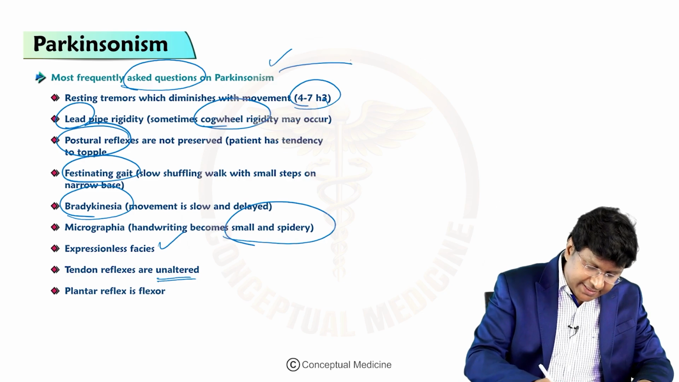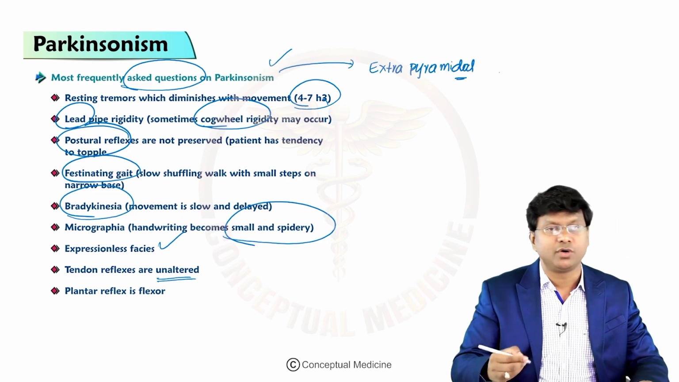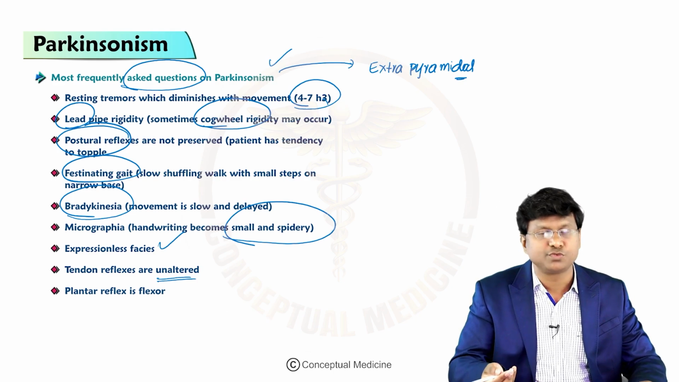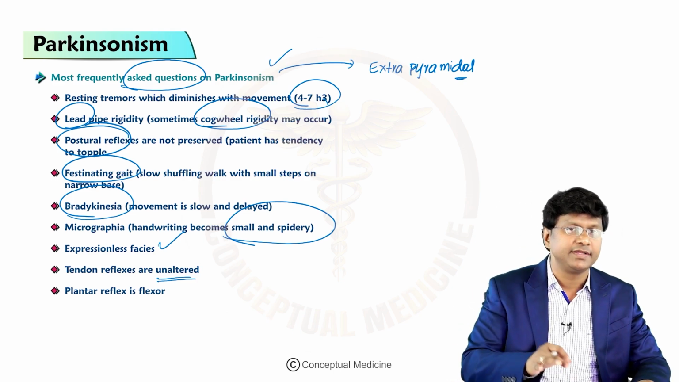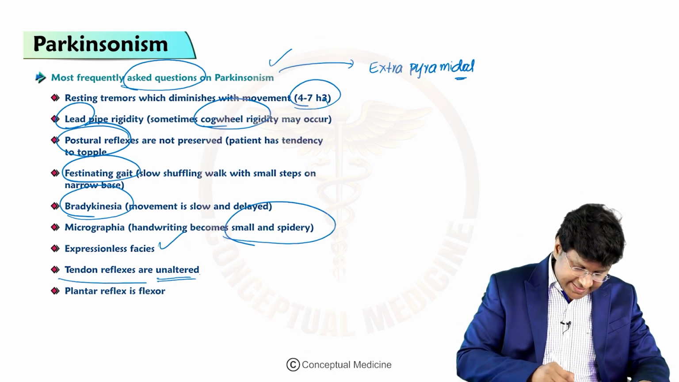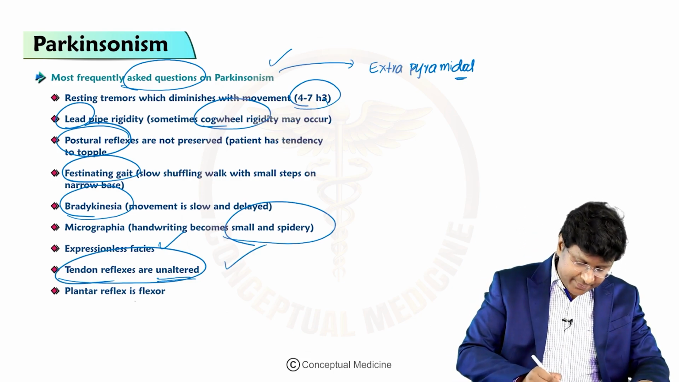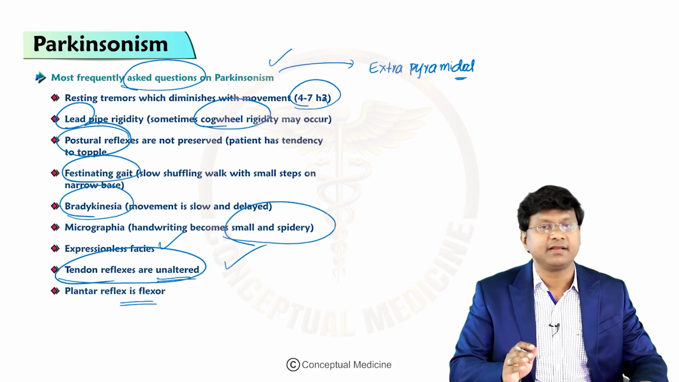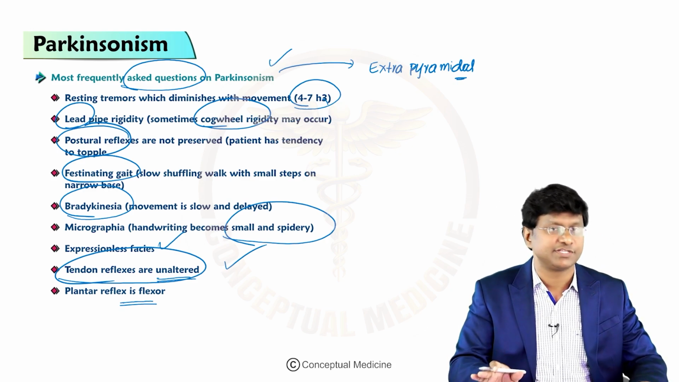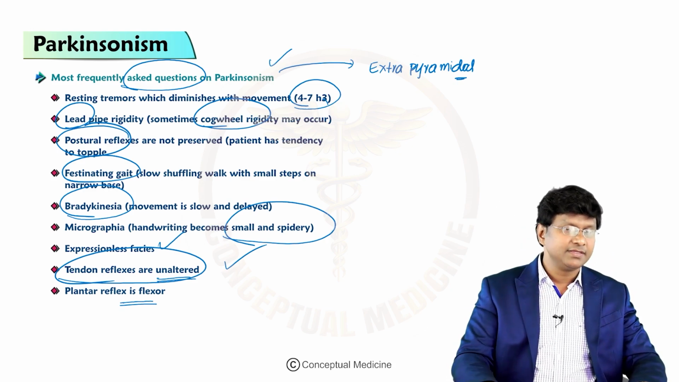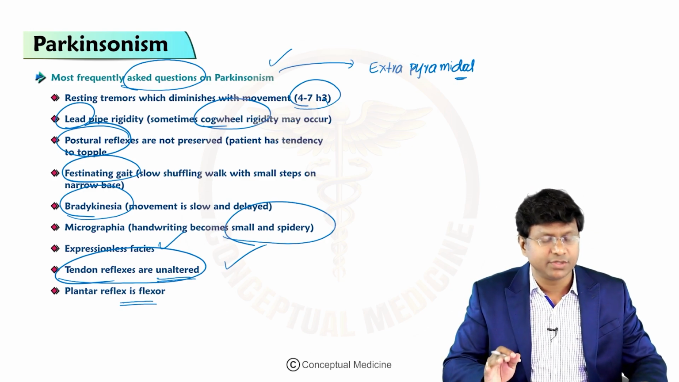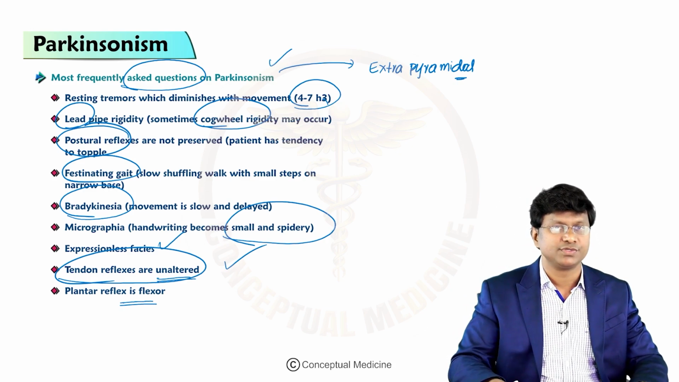Why? Because Parkinsonism is an extrapyramidal disorder, whereas the deep tendon reflexes are dependent on the pyramidal tract, that is the corticospinal tract. That is not affected in case of Parkinsonism. So that is the reason why the tendon reflexes are unaltered. And what will happen to the plantar reflex? The plantar reflex is flexor in response. These are some of the most frequently asked questions in Parkinsonism.